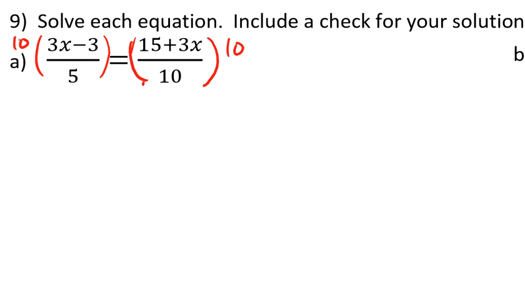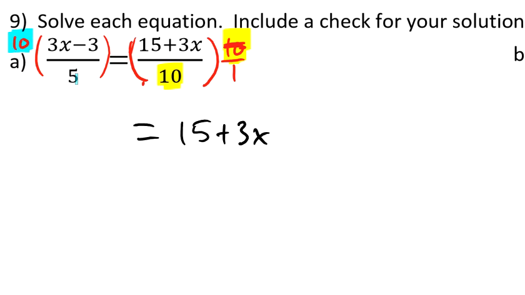And in the case of the left-hand side, you can see when I multiply this 10 and a denominator of 10, that creates a giant 1, right? 10 over 10 is 1. So this side just simply ends up becoming 15 plus 3x. On the other side, it's a little bit more complicated, but not much.